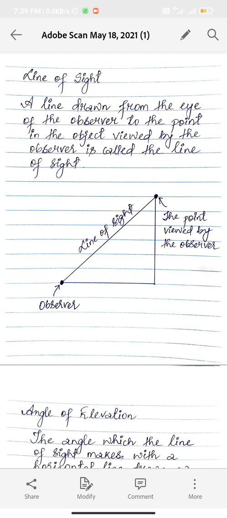Let us study about line of sight. A line drawn from the eye of the observer to the point in the object viewed by the observer is called the line of sight. As you can see in the figure, there is an observer and there is a point. When the observer is looking at the point, when you join the observer and the point that is viewed by the observer, that line is called line of sight.